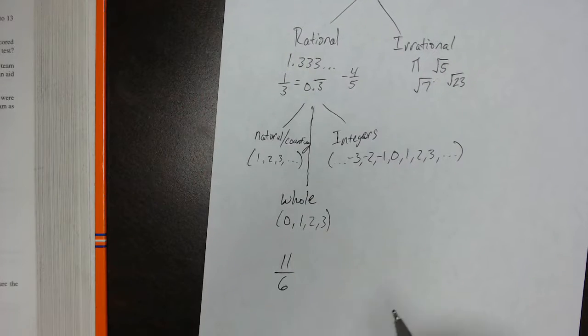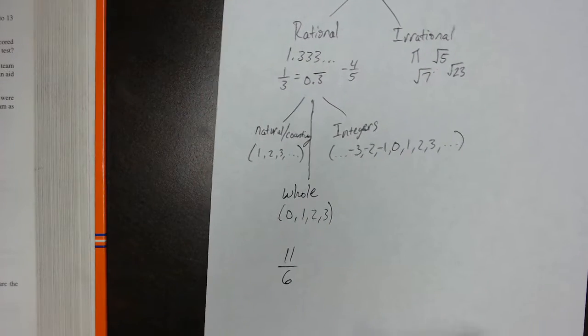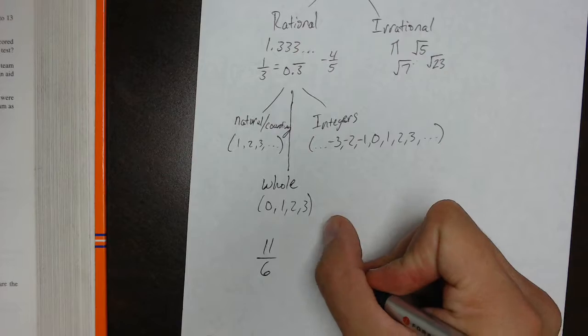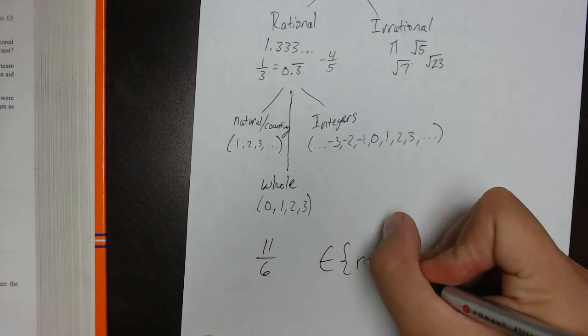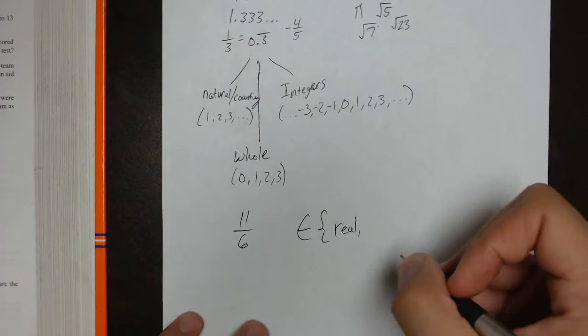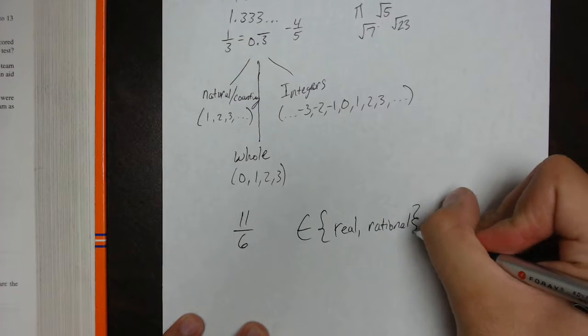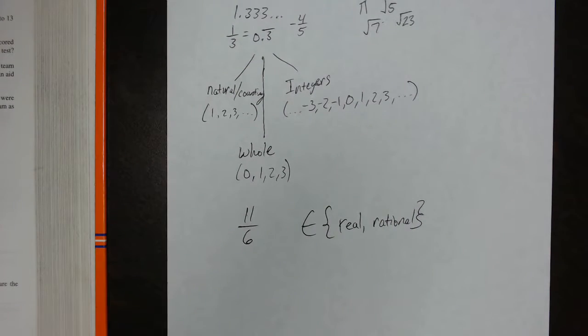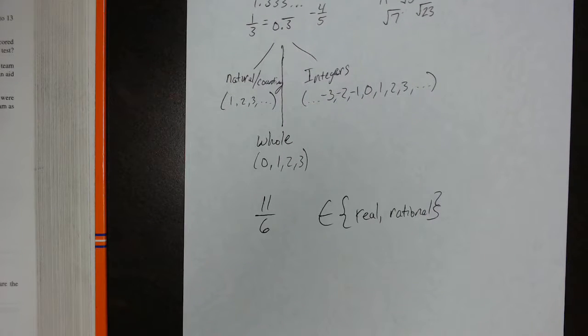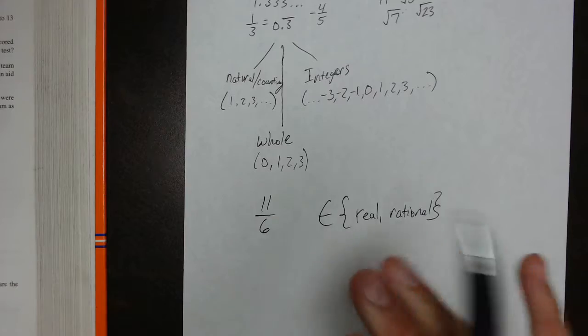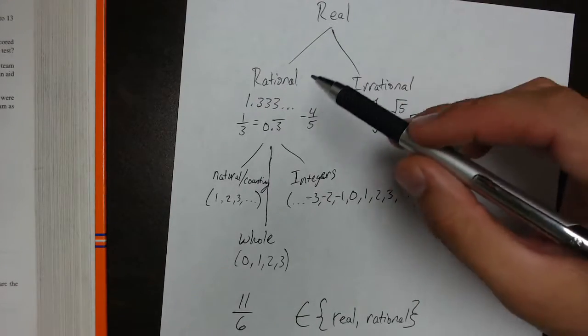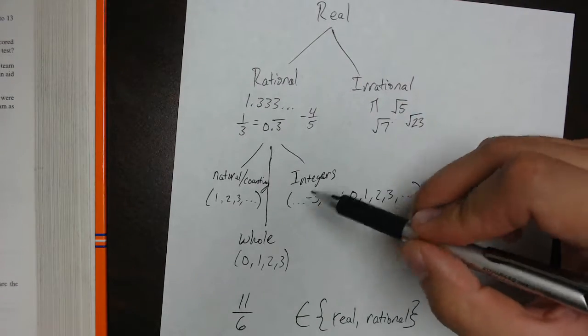So when they tell you to group the set of 11/6, you would write 11/6 is the set of real, comma, rational, and set. And that's set notation. We'll go over that in a second. Just based on what numbers you're given, you should be able to go through this chart and figure out which group it falls into.